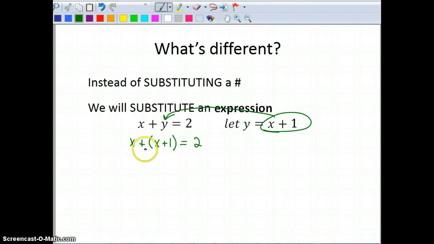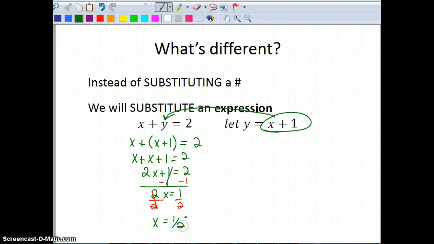Now, I don't have anything outside to distribute. I have a positive sign, so I don't have to distribute a negative or anything like that. So I have x plus x plus 1 is equal to 2. I'm going to combine my like terms. x plus x is going to give me 2x. So 2x plus 1 is equal to 2. Subtract 1 from both sides. So now I have 2x is equal to 1. I'm going to get x by itself, divide by 2. So I have x is equal to 1/2.